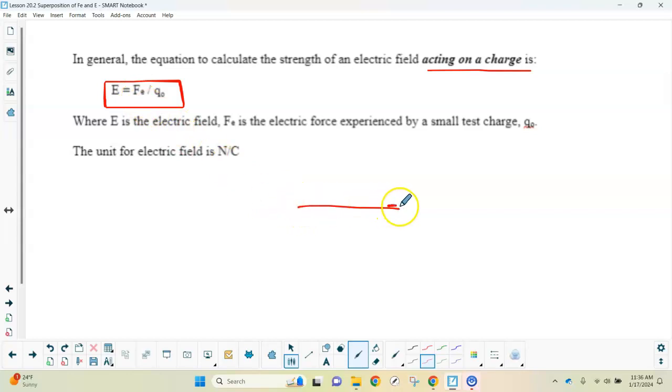So if you know the electric force, let's say we had a charge, which we'll call Q, and there's an electric force acting on it, and we knew this number, and we knew how much charge there was. If we just divide those two numbers, we'll get the electric field. So electric field is E. Fe again is the electric force, and then Qo is the charge. The unit for electric field is newtons per coulomb. So force is measured in newtons, and coulombs is the unit that we measure charge with.